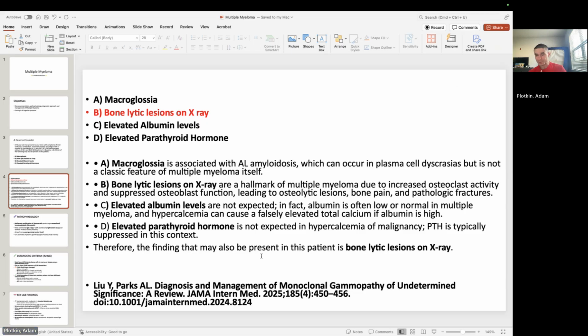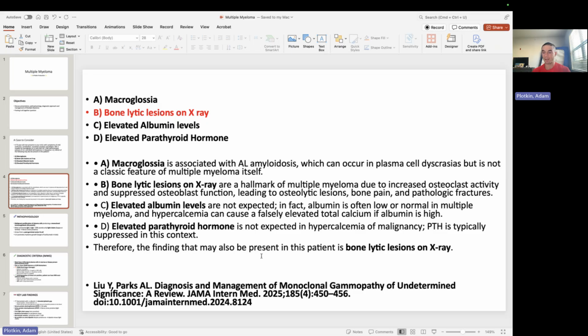But you should always consider macroglossia with amyloidosis; B12 deficiency and iron deficiency can cause it as well. It's not the best answer here when I have bone lytic lesions as an option, right? So osteoclast activity leading to the production of bone lytic lesions in the spine. And again, I'm going to really dive deep into this when we get to the end of the lecture. You can read my brief explanation here, but I'll go into even further.